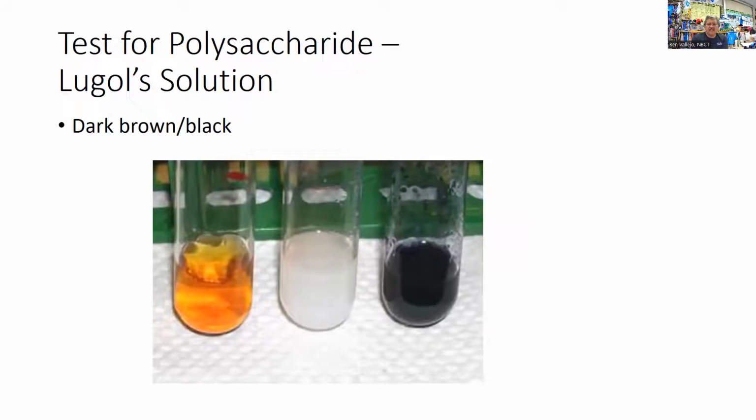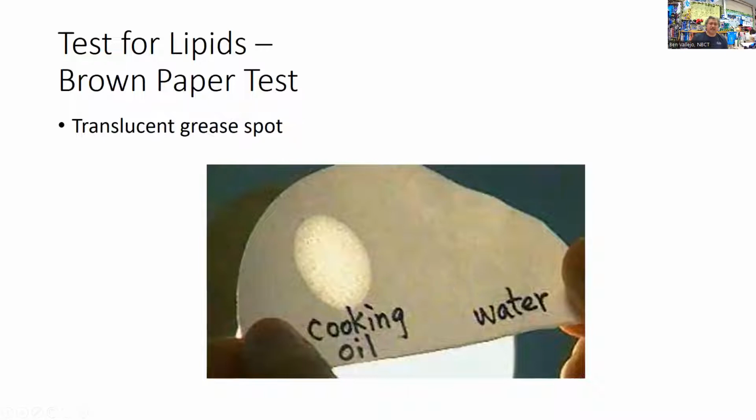For polysaccharides, we're going to run the Lugol's iodine test. What you're going to see is that it's going to turn a dark brown or black. Take a look at the first test tube here. You can see that this is what the iodine looks like. This is the Lugol solution. The second test tube has starch in it. When you combine the two, this is what you get. So this is the color of a positive indication for the presence of starch.